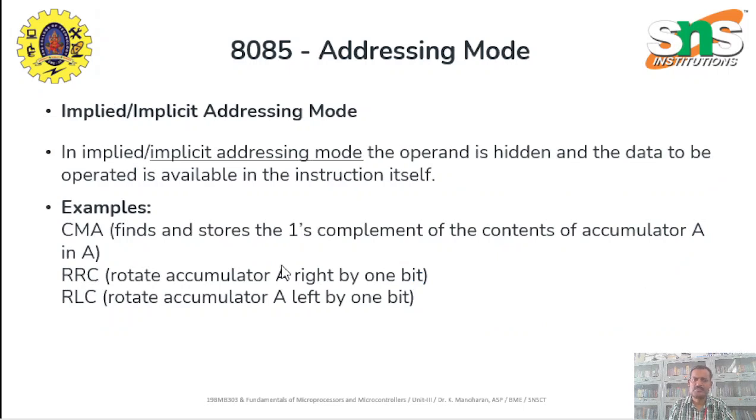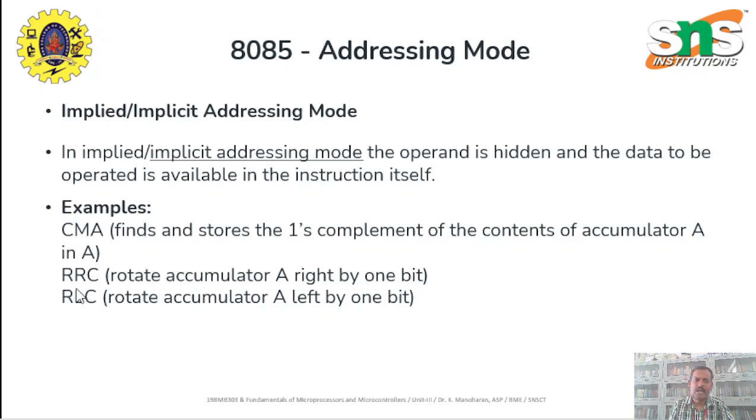Look at the last one, implicit addressing mode, or we can say implied addressing mode. Here the operand is available in the instruction itself. That's why this is called implied addressing mode. Look at the examples. The first one is CMA, complement accumulator content. All the zeros will be made 1 and all the ones will be made 0. So no other data needs to be specified; the data is available in the accumulator itself. That's why it is called implied addressing mode.